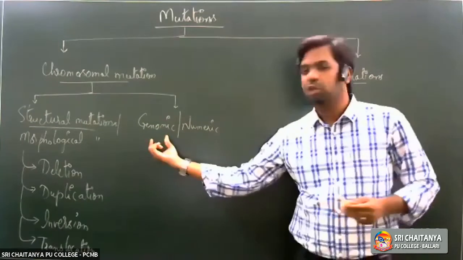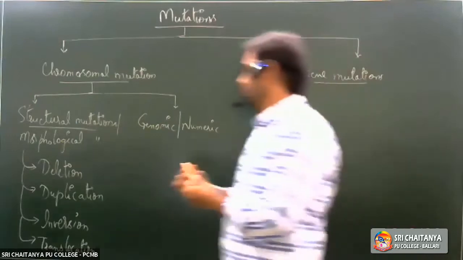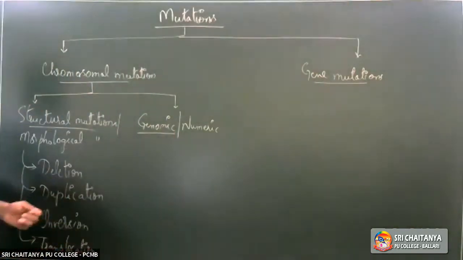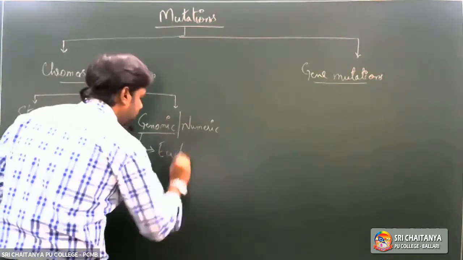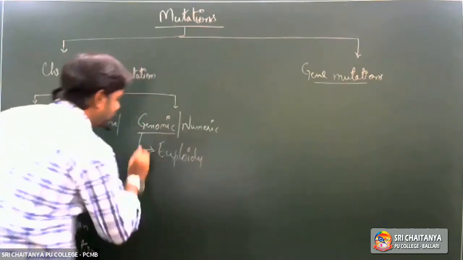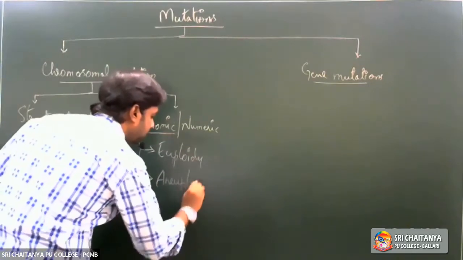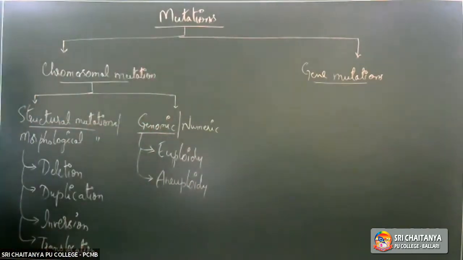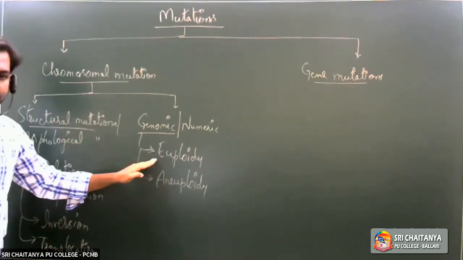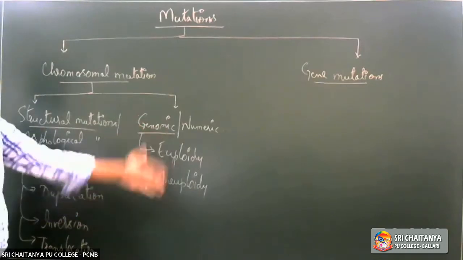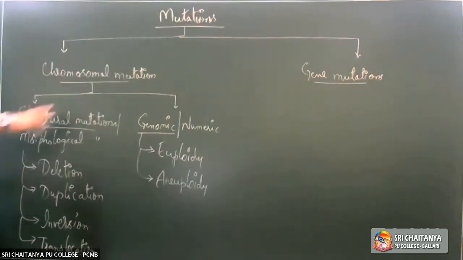Next, under genomic or numeric mutations, we again have different types. The first type is called euploidy. The second type is called aneuploidy. So we have two types of genomic or numeric mutations. We'll see what exactly these are in a while. So this is the entire classification of chromosomal mutation.